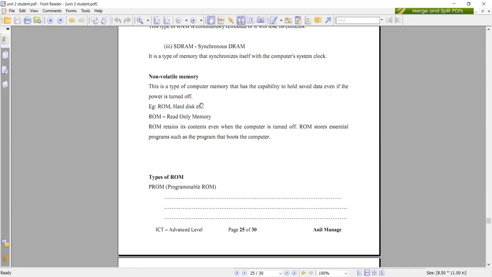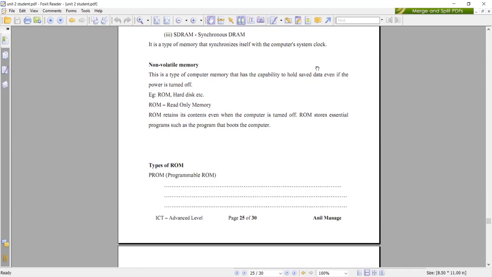So this is a type of computer memory that has the capability to hold, save data, even if the power is turned off. Right, ROM, hard disk, etc. Read-only memory, ROM.